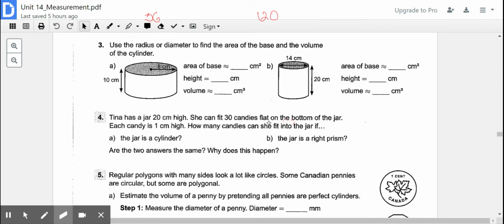Trying to erase that little pen mark there. Okay, let's take a look at this one here.